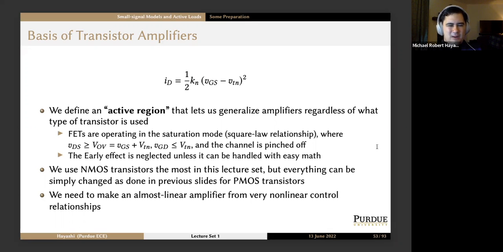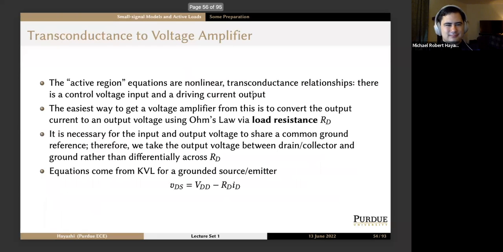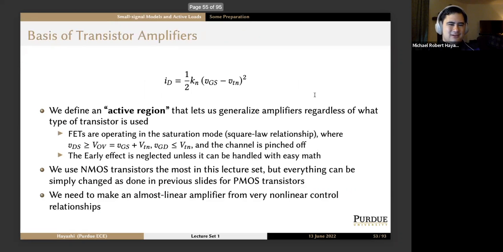We need to make an almost linear amplifier from this very nonlinear control relationship, where we've got a current that is proportional to a voltage squared. That's not very linear. That's about as textbook nonlinear as you can get. So the active region equations are nonlinear transconductance relationships. By transconductance, we mean that there is a control voltage in, and then we have this driving current out. Here VGS would be considered our input, and the output is a current at the drain.